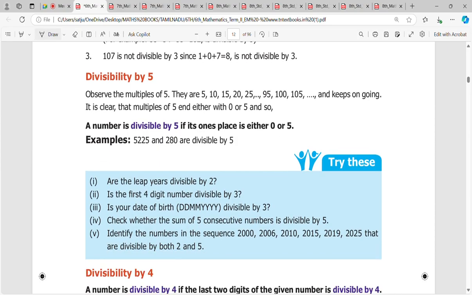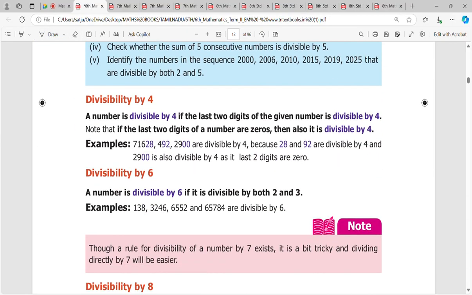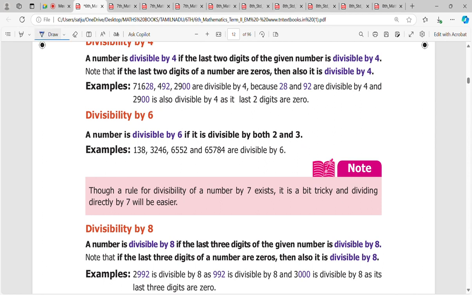Then divisibility by 5 concept: a number ending with 5 or 0, then only you can call this divisible by 5. Next here, divisible by 4 concept, we already did in your foundation. If the last 2 digits of a given number are divisible by 4, then the whole given number is divisible by 4.